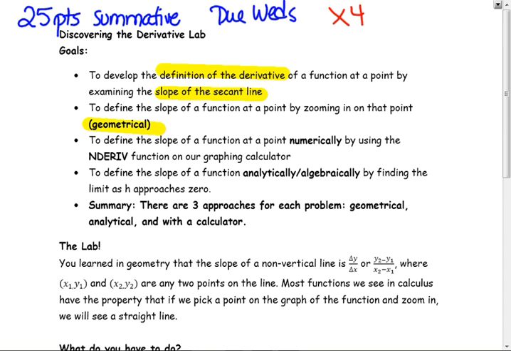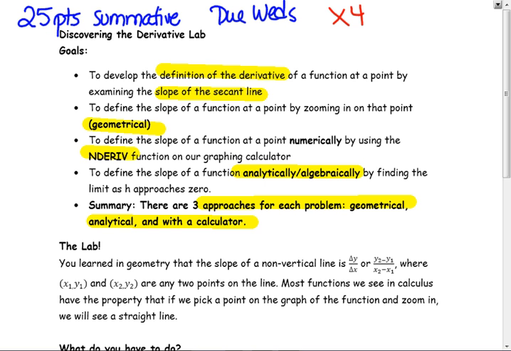We're going to use our calculator. It's called nDeriv. We're going to use that function. And we are going to do this algebraically. That's the part you're not going to like. So there are 3 approaches for each problem: geometrical, algebraic or analytical, and with a calculator. I'm not the author of this, but I tweaked it so it was more readable than the original one, which wasn't, well, it was okay. Okay, so that's our goal.